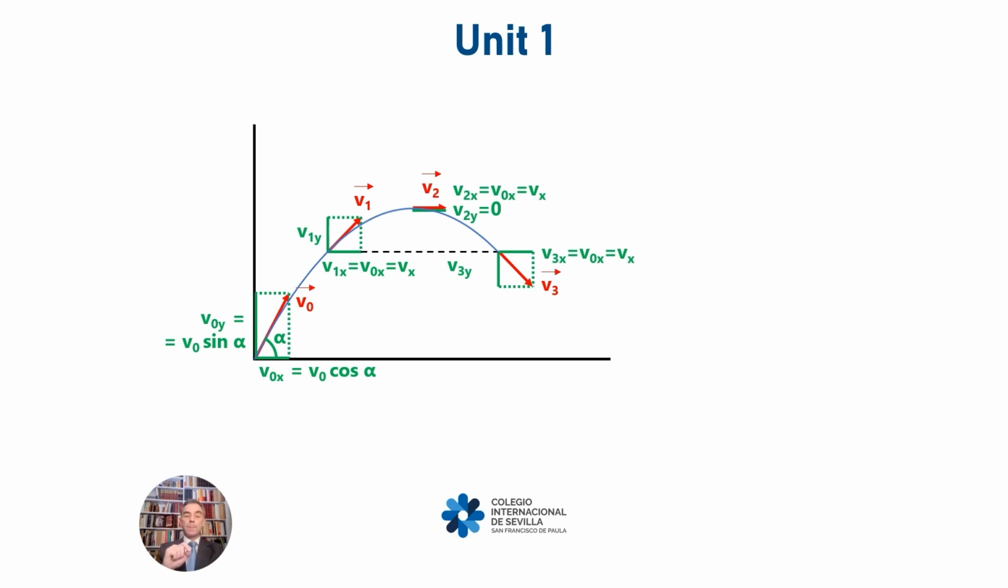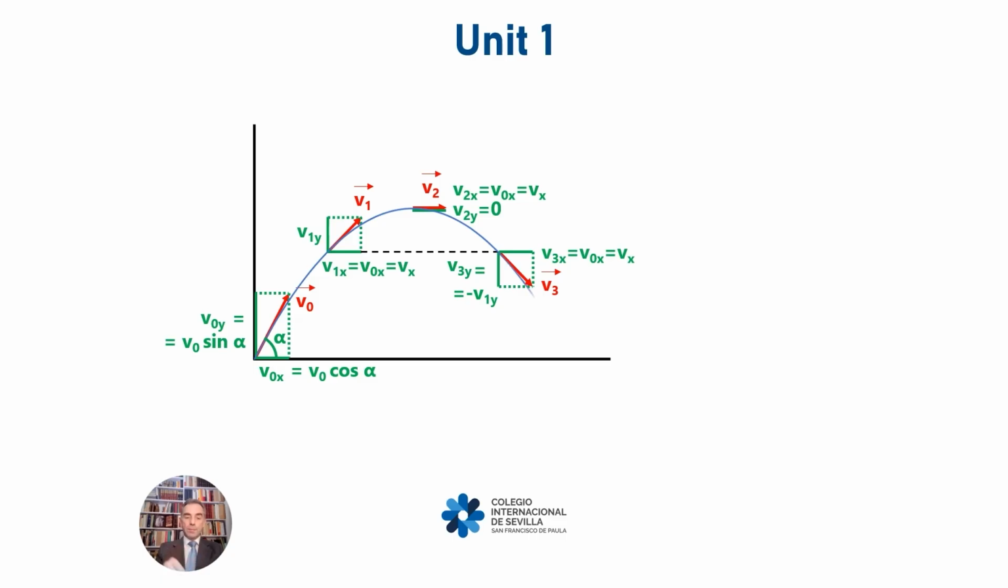V3y. And V3y, if we look carefully, has the same length as V1y, but it has the opposite value. Now it will be negative. We are moving downwards, and if we have chosen downwards as negative, V3y will have a negative value, and in any case it will be opposed to V1y.